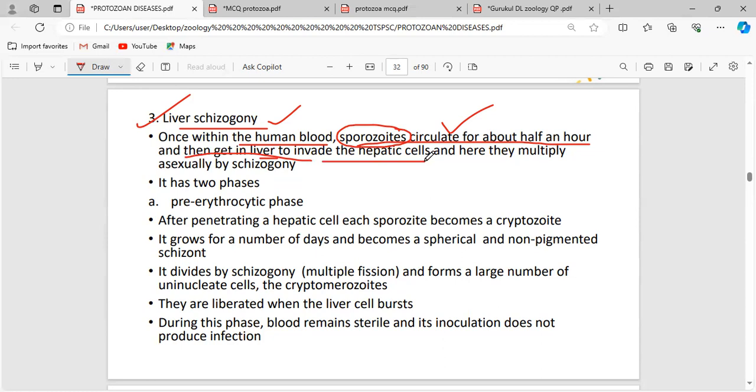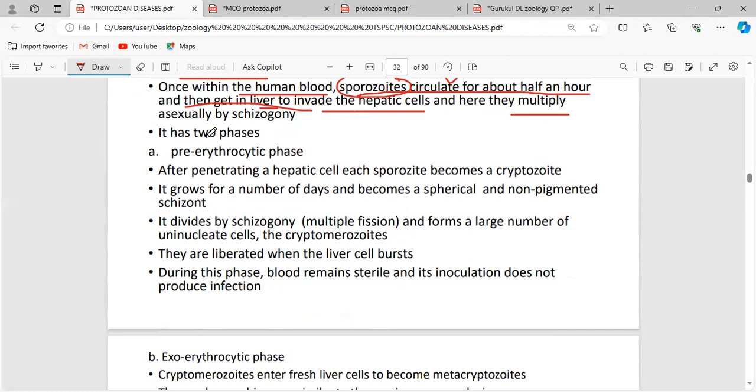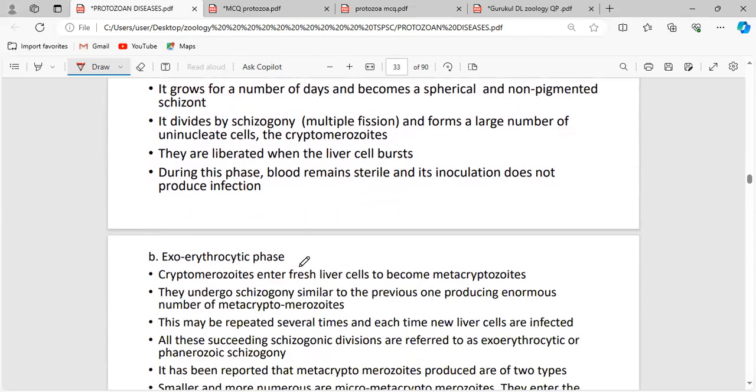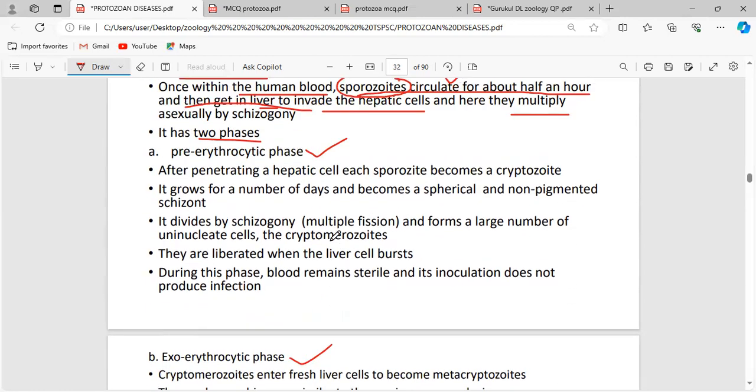We know the liver is made up of liver cells, called hepatic cells, and they are going to multiply. And what is the mechanism? Asexual reproduction. The type of asexual reproduction seen in this mechanism is schizogony, which is nothing but a type of multiple fission. Clear? Fine. Now in this liver schizogony, two different phases can be seen: the pre-erythrocytic phase and the exo-erythrocytic phase.